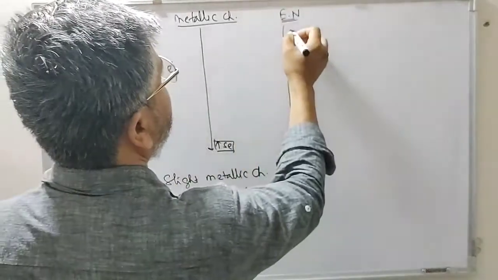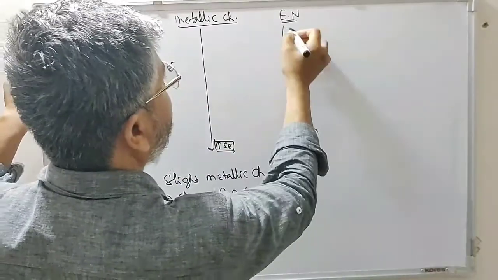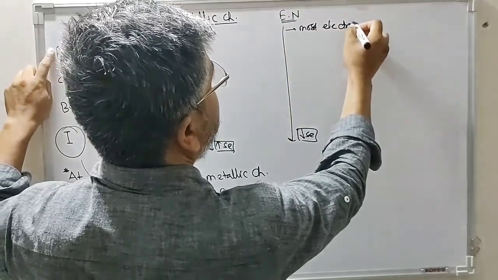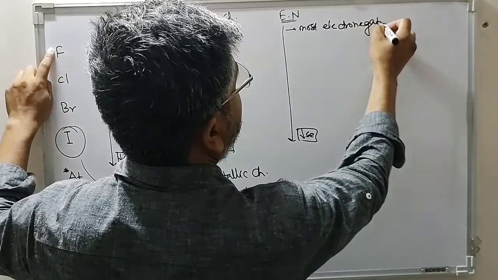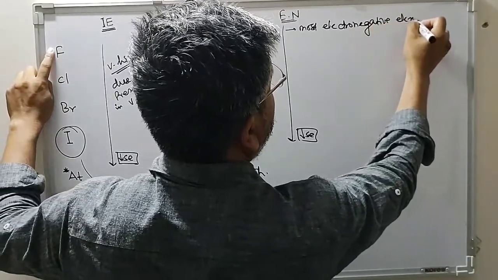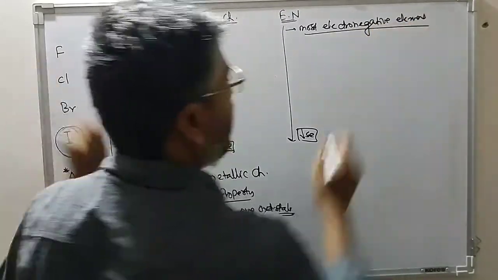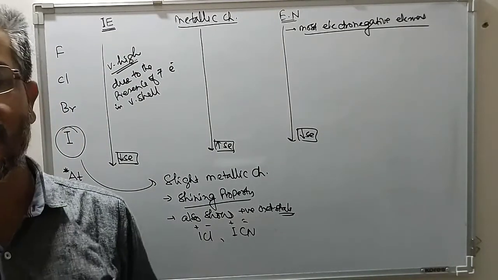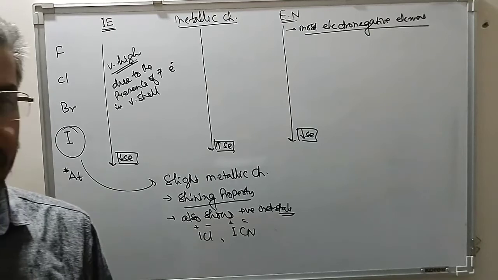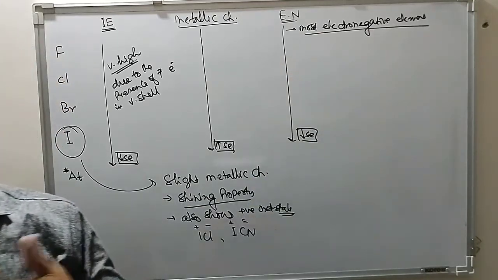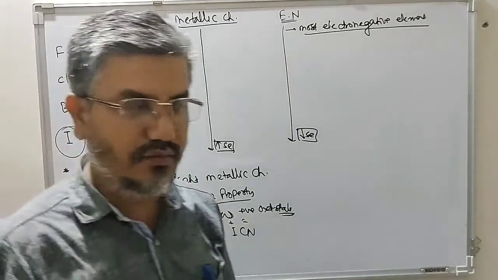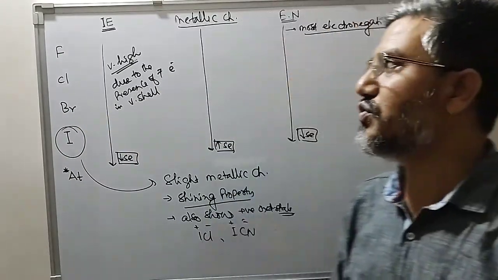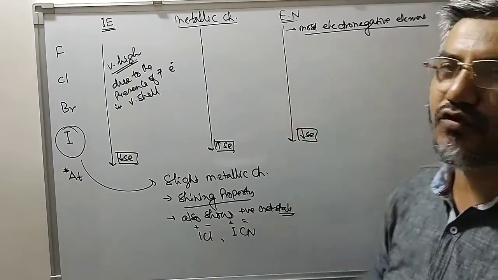I'm talking about fluorine, the most electronegative element of all the elements present in the periodic table. No doubt, however many elements are present in the periodic table, more than 180 elements as of now, the most electronegative element among them is fluorine.